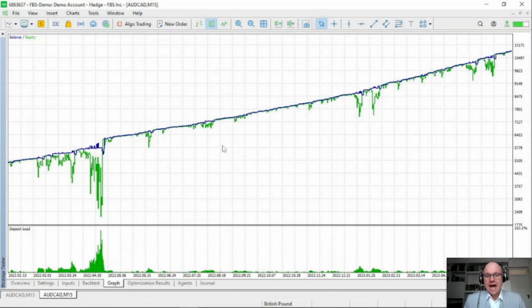So let's take a look at the graph. And what we can see from the graph, it uses a very aggressive style grid. Additionally, it also uses a counter grid strategy or counter trend strategy, the same as Dark Venus. And what we will see, if we started with an initial deposit of $5,000, we will end with an equity of over $10,000. So now let's see what the exact results are, and then we'll go through the steps of the set file that you can test for yourself.